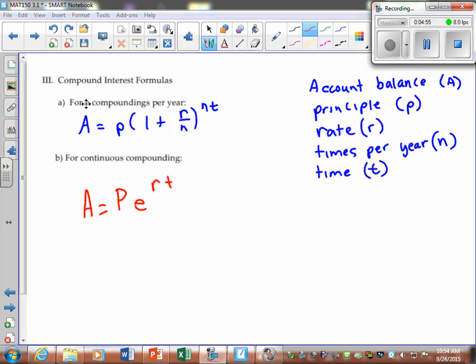Okay, when we're given n times per year, we need to use this particular formula, where A represents your account balance, P is the principal, R is the rate. Don't forget your rate is always in decimals. N is times per year, and T is time. First of all, times per year, if it was biannually, what would that be?